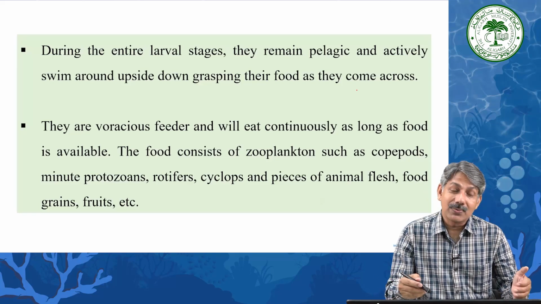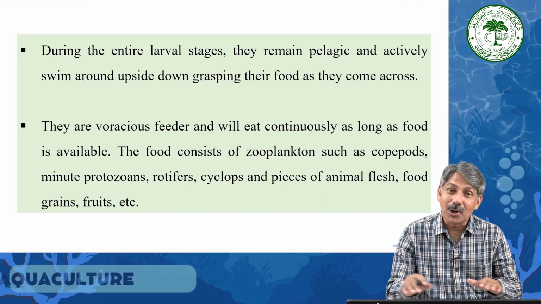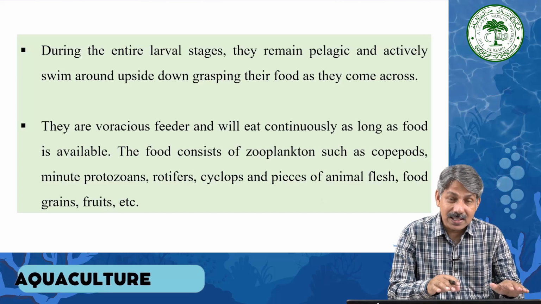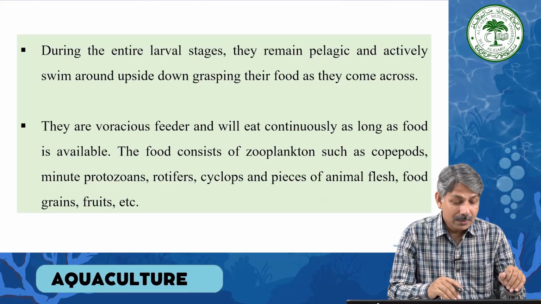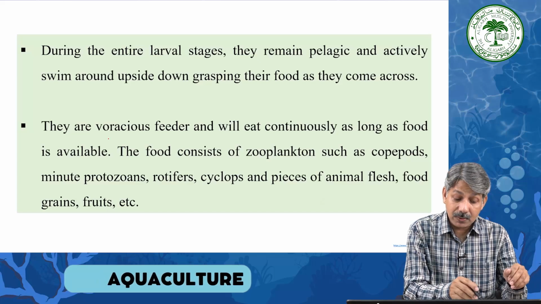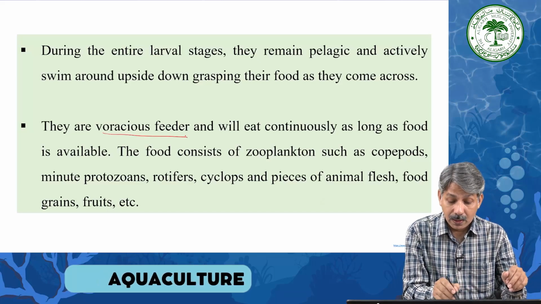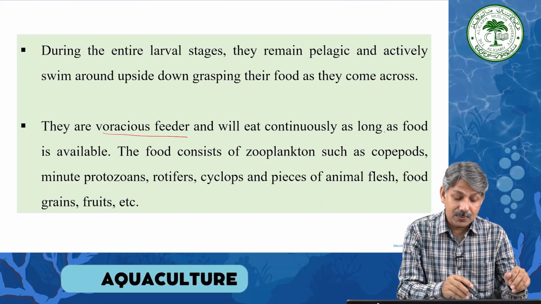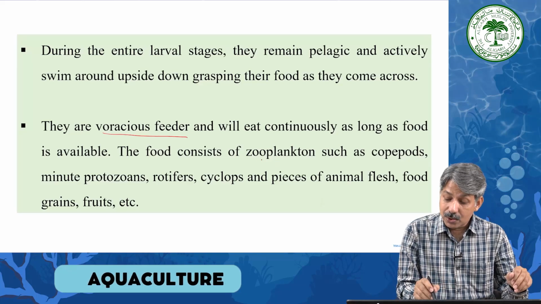We all know that when they become adult, they are bottom dwellers. During this stage, they are pelagic and they will feed on whatever food they come across. They are voracious feeders and will eat continuously as long as food is available. The food consists of zooplankton.